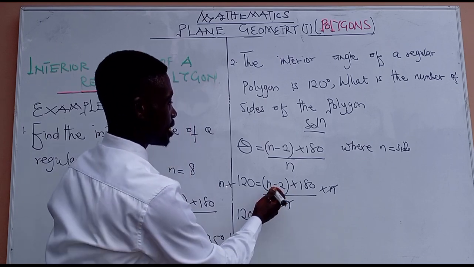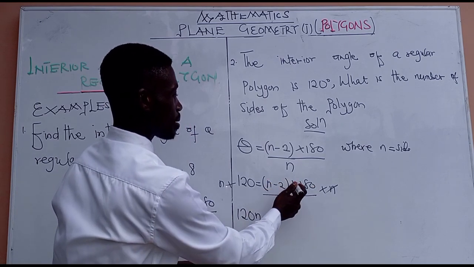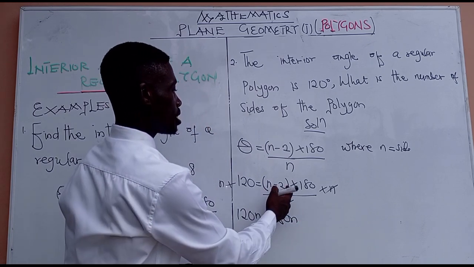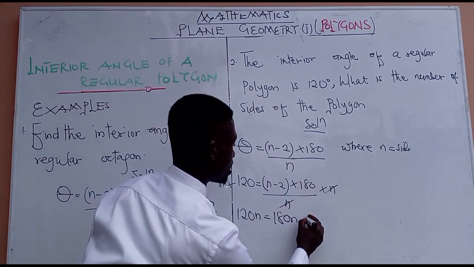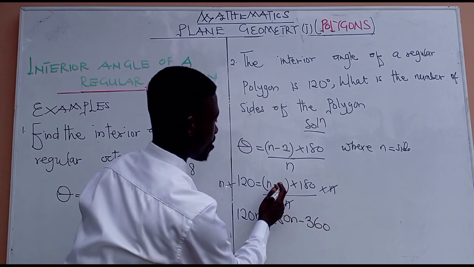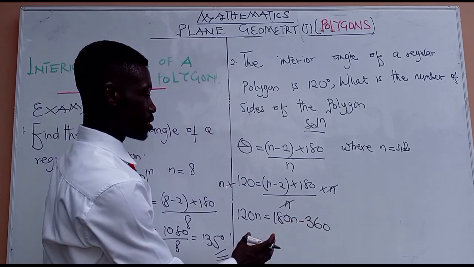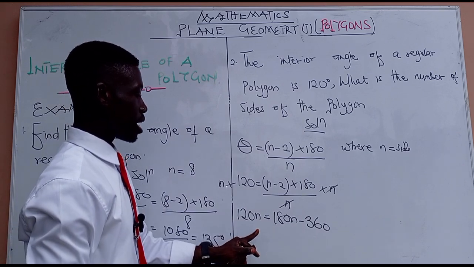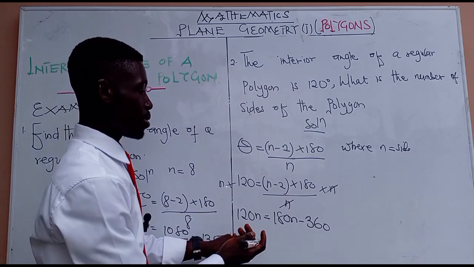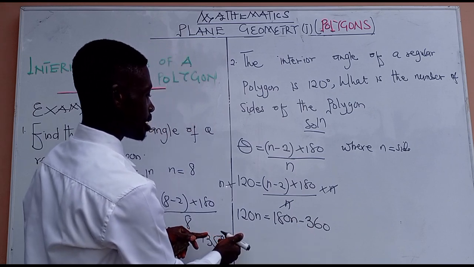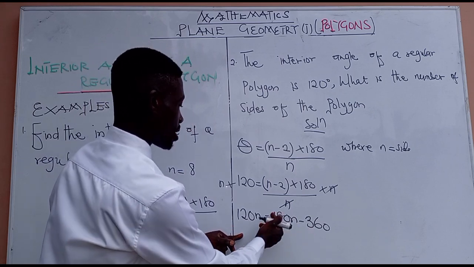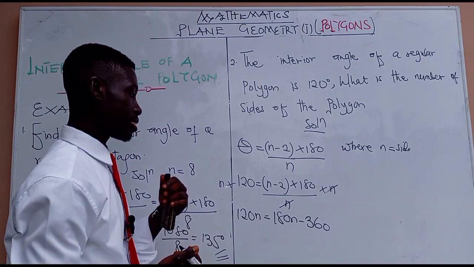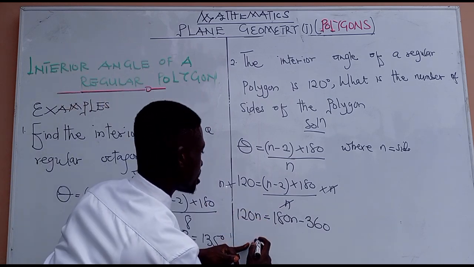we are getting 120n. And then we expand the bracket. n times 180, we have 180n. 2 times 180, we have minus 360. Now we have 180n and 120n as like terms. We can either decide to bring 360 here or bring the 180n here. Whichever way you do it, you are going to get the same answer. So we are going to bring the 360 here.